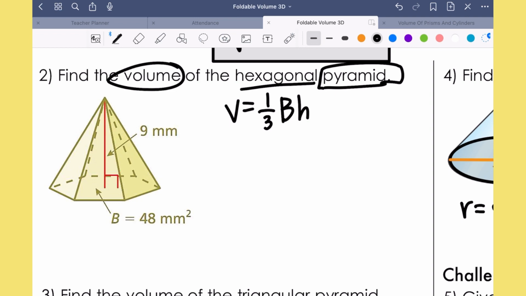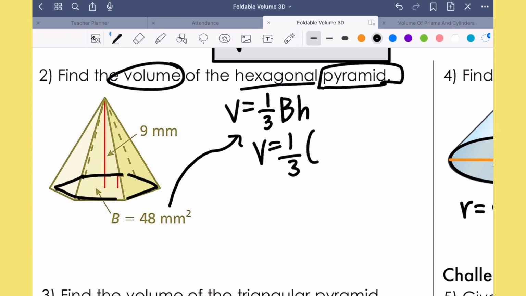Okay, so now that you've attempted it, let's see if you did it correctly. This problem gave me the area of my base here, which is a hexagon, and they said it was 48. So I'm going to bring that into my formula and plug it in. Volume equals 1/3 the area of my base, which is 48, times the height of the pyramid. And the pyramid is 9 millimeters. So we multiply that all together, and you should have gotten 144.